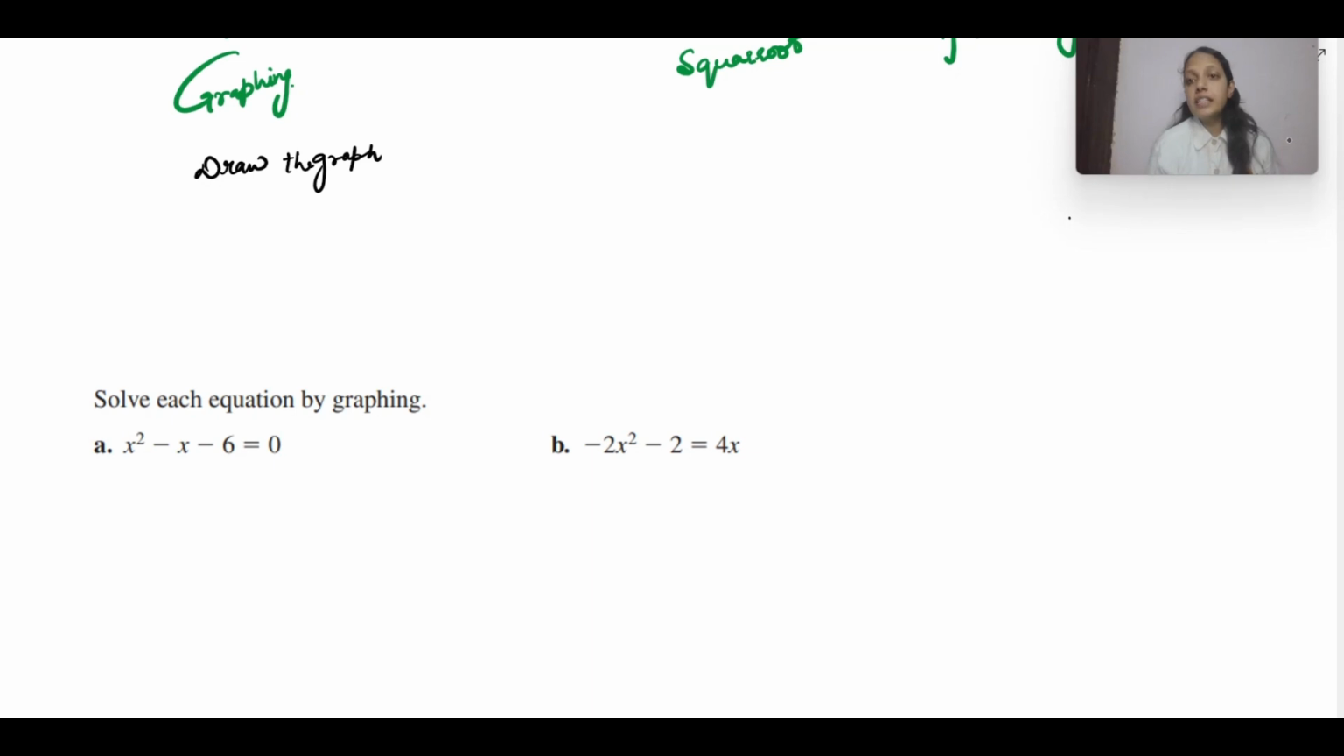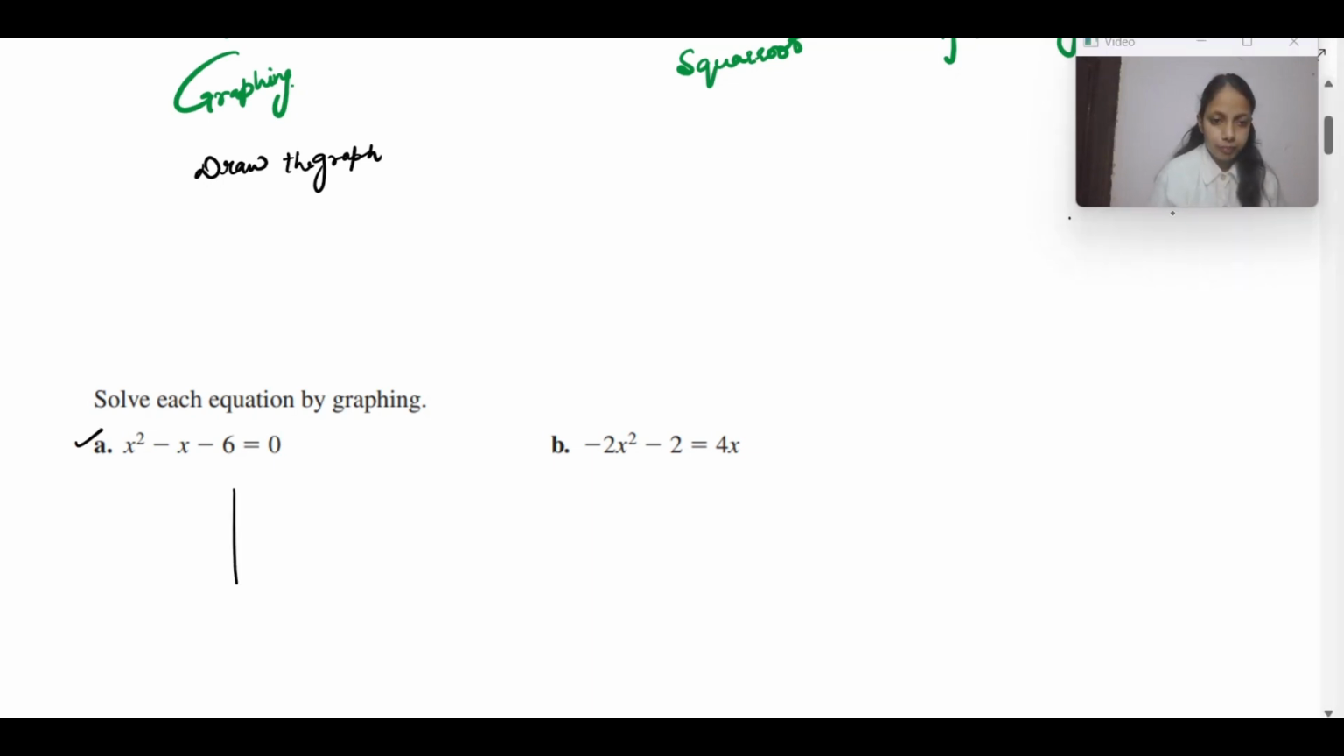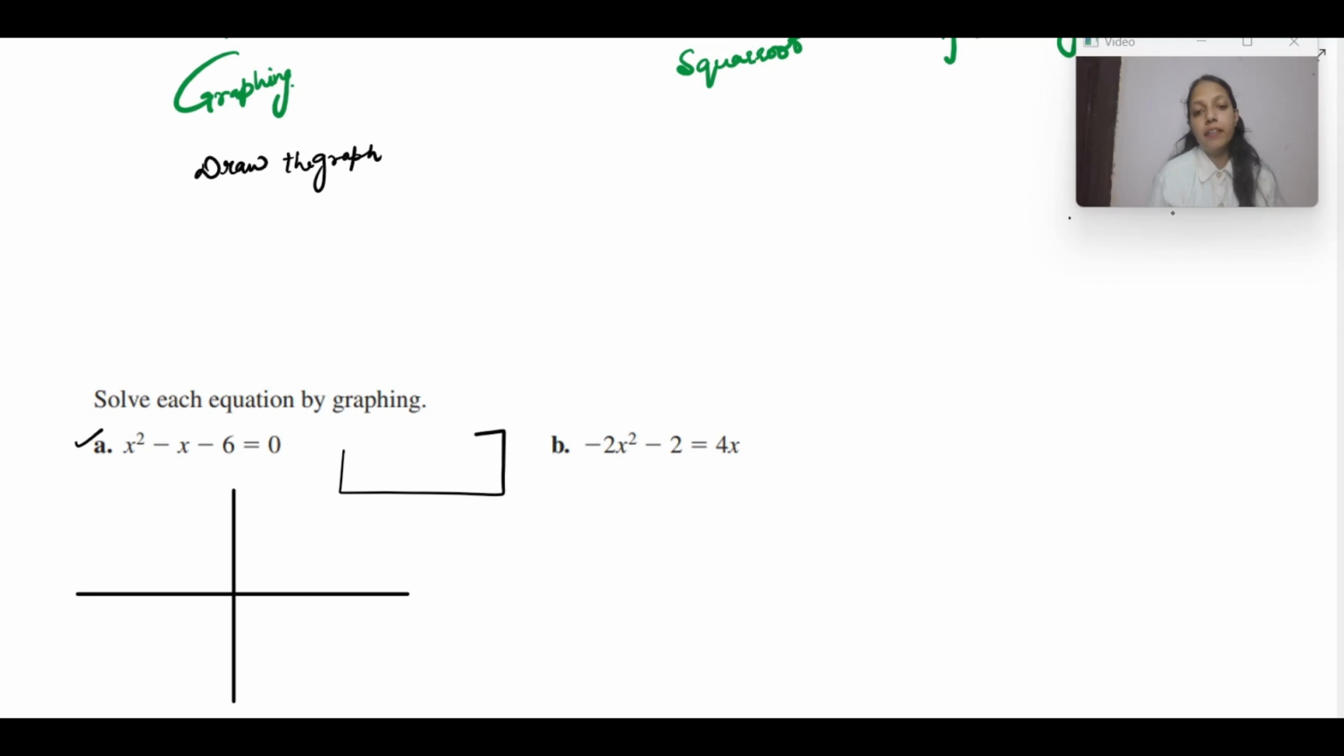So first is graphing. The question is to solve the equation by graphing. We will try to graph this quadratic function. So how can you draw the graph? You can make a value table. Substitute x and you get the value. Treat this as a function y.